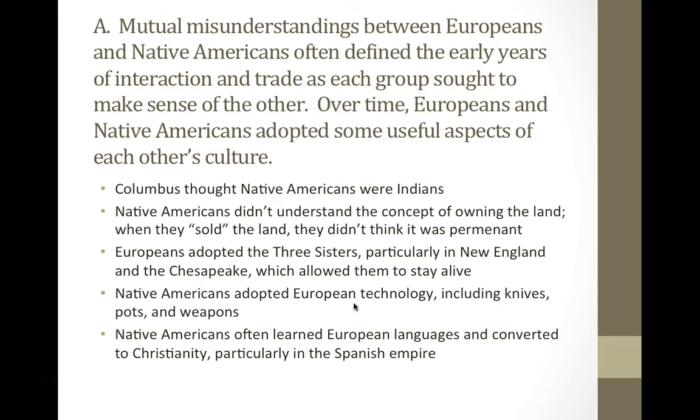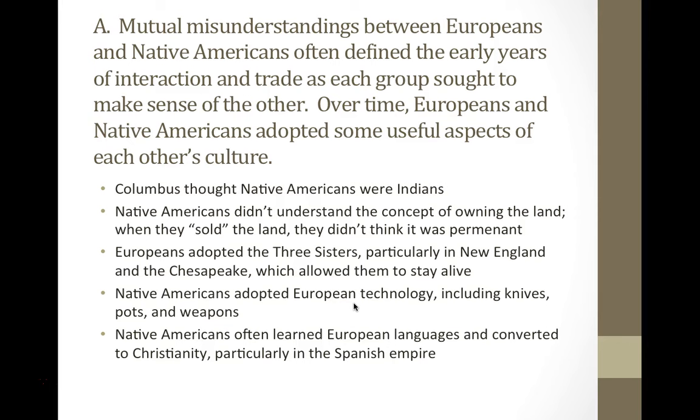So let's talk about some specifics here. Obviously there were some mutual misunderstandings. Columbus thinks the Native Americans are Indians. Obviously he's not in India. Native Americans don't really understand the concept of owning the land. The land is there to share. Now they had territories, but no individual person owned land. So when they sold the land, they didn't think they were selling it permanently. They thought they were basically getting something in return for allowing the Europeans to use the land.